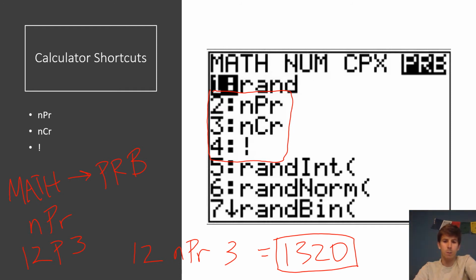Those are going to be helpful, and nCr works the same way. You put the initial value first, head to this math probability menu, choose the nCr option, and then it'll bring you back to the home screen. You put your final number there, hit enter, and it'll get it for you.